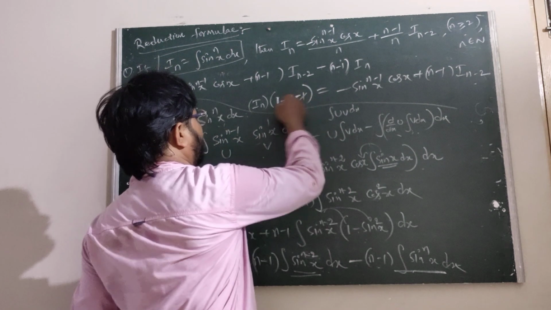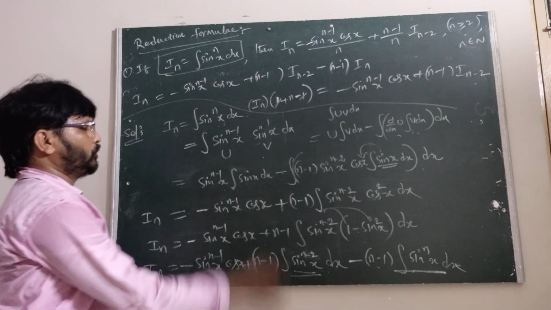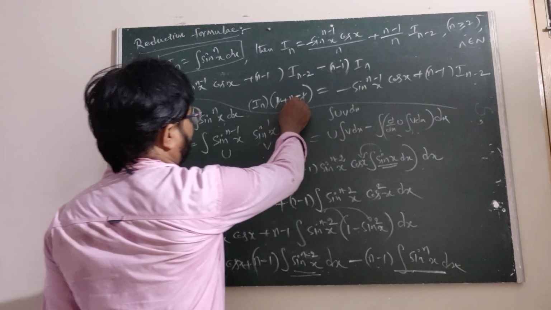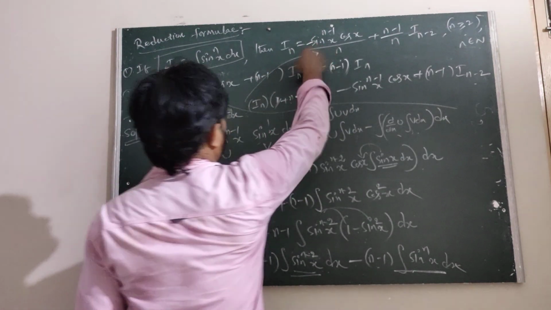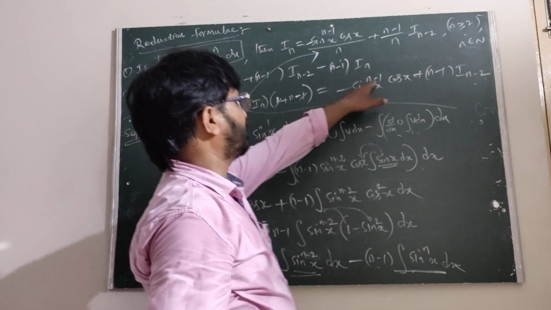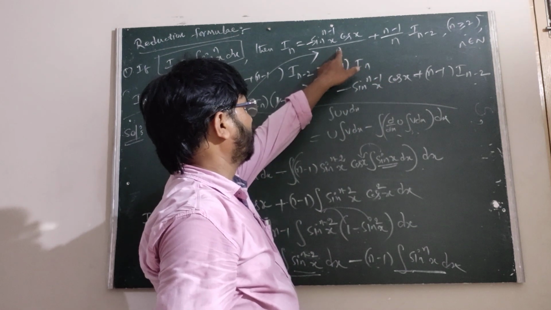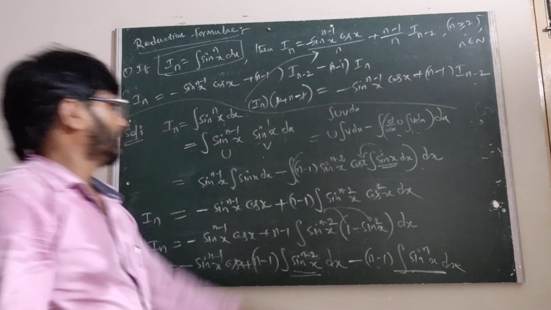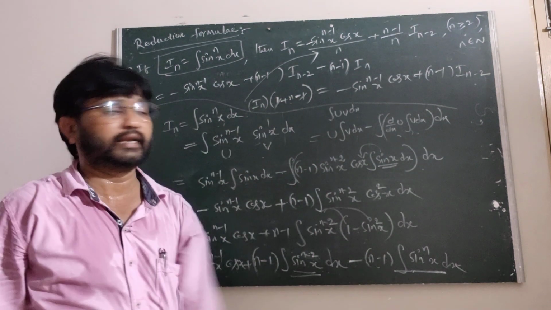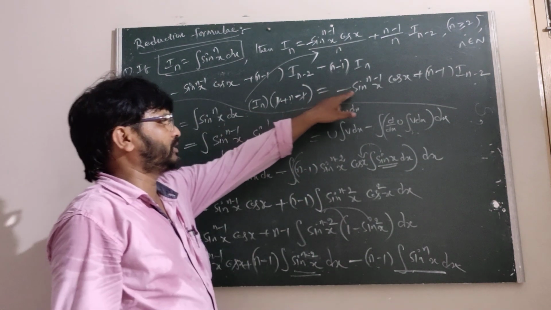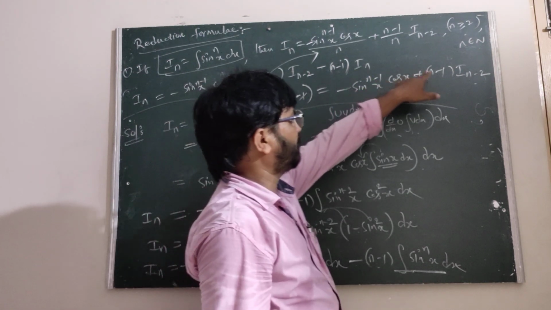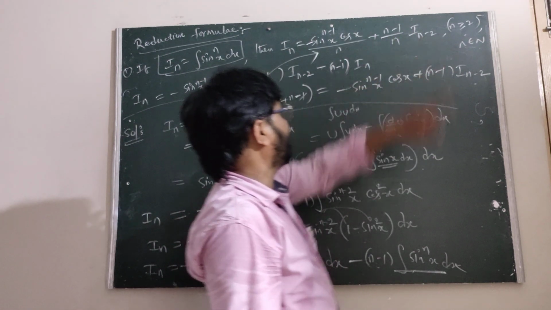Therefore, minus 1 plus 1 cancel. The n is sent to the other side. Then we are getting sin^(n-1)x cos x by n plus (n-1)/n times I_(n-2). Then finally we send the n over, and it will be minus sin^(n-1)x cos x by n plus (n-1)/n times I_(n-2).